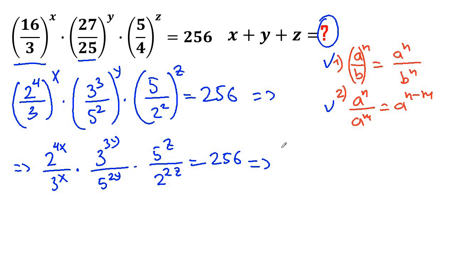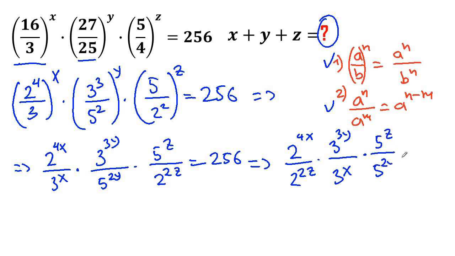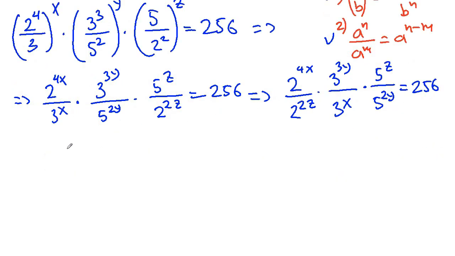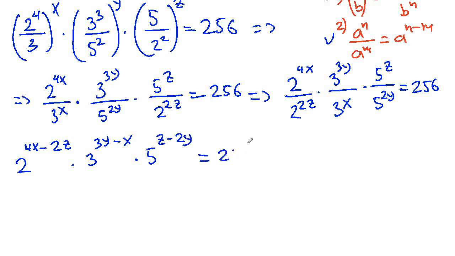First let me express it as follows: 2 to the power of 4x divided by 2 to the power of 2z, times 3 to the power of 3y divided by 3 to the power of x, and times 5 to the power of z divided by 5 to the power of 2y, and this is equal to 256. Now using the second formula I get from the left hand side 2 to the power of 4x minus 2z, times 3 to the power of 3y minus x, and 5 to the power of z minus 2y, which is equal to 256.